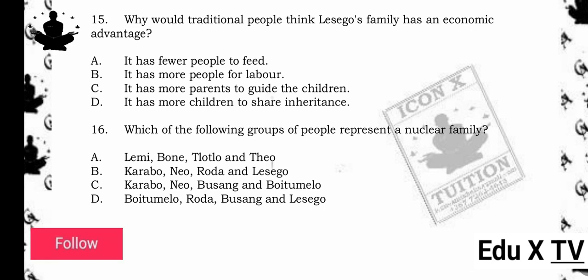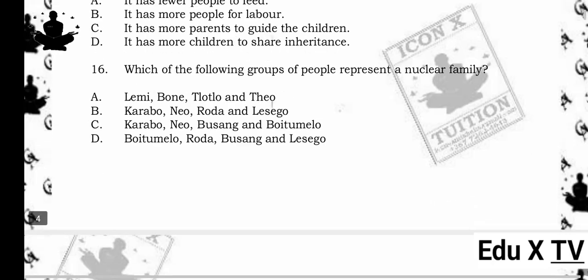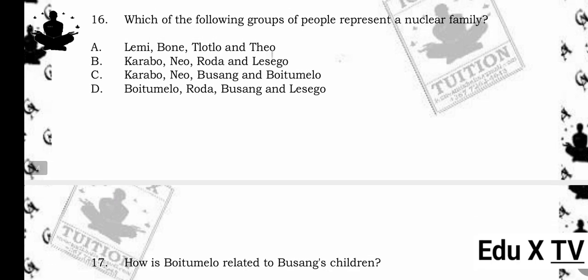15. Why would traditional people think Lesego's family has an economic advantage? A. It has fewer people to feed. B. It has more people for labor. C. It has more parents to guide the children. D. It has more children to share inheritance. The answer is B. It has more people for labor. Reason being, Lesego has many children. In traditional societies, large families are viewed as an economic advantage because more people can help with work, especially farming or household duties. 16. Which of the following groups of people represent a nuclear family?